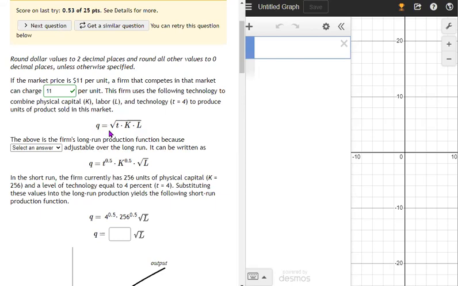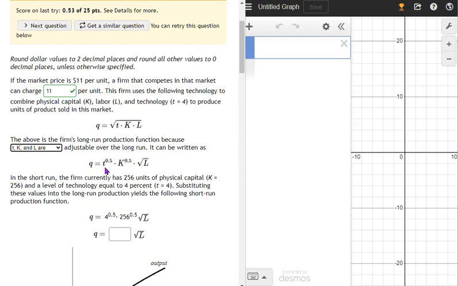Now, this is called the production function because over the long run, technology, capital, and labor all are adjustable. Now, this long-run production function can be written this way because t to the 0.5 power is square root t, and K to the 0.5 power is the square root of k. So these are the same equation.